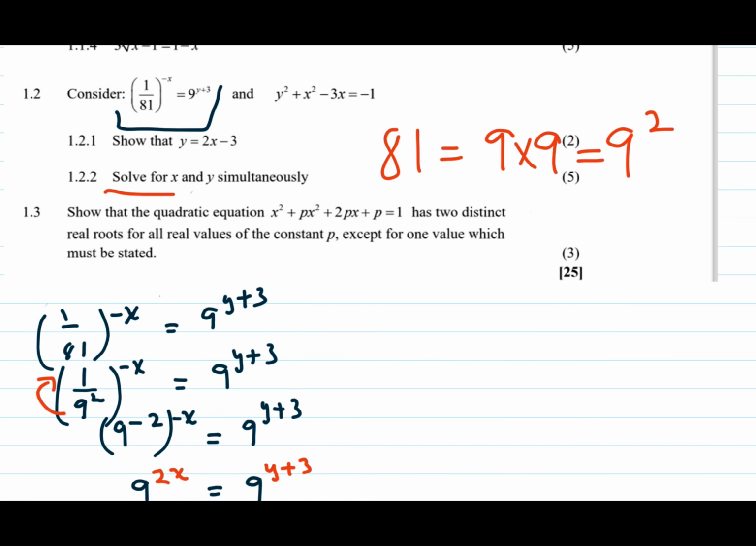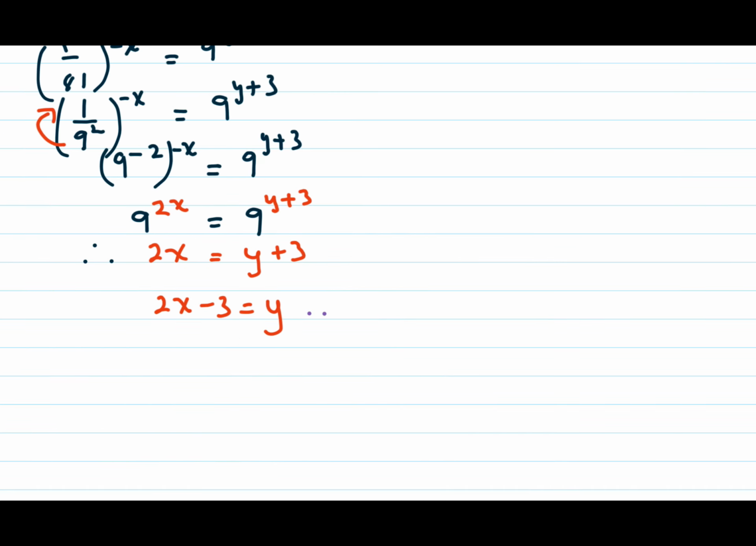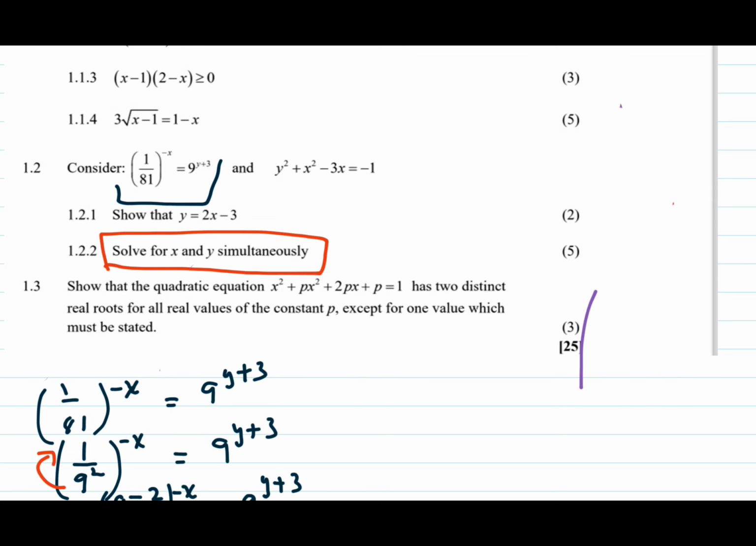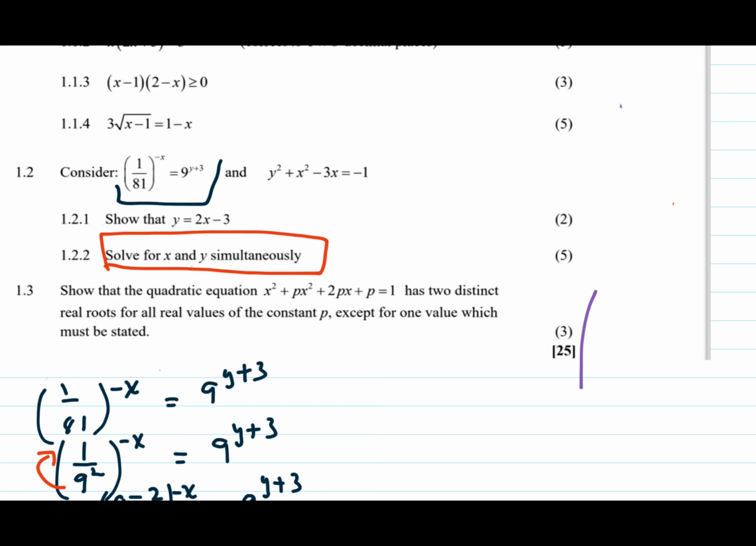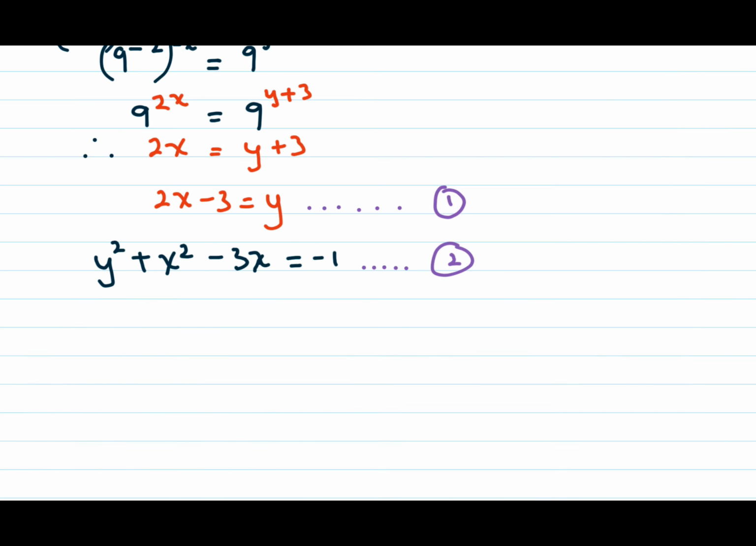Now the next part says solve for x and y simultaneously. So let's label this as equation 1, and this equation we'll call equation 2. So now that we have equation 1 and equation 2, what we're going to do is the substitution method. We're going to substitute equation 1 into equation 2.